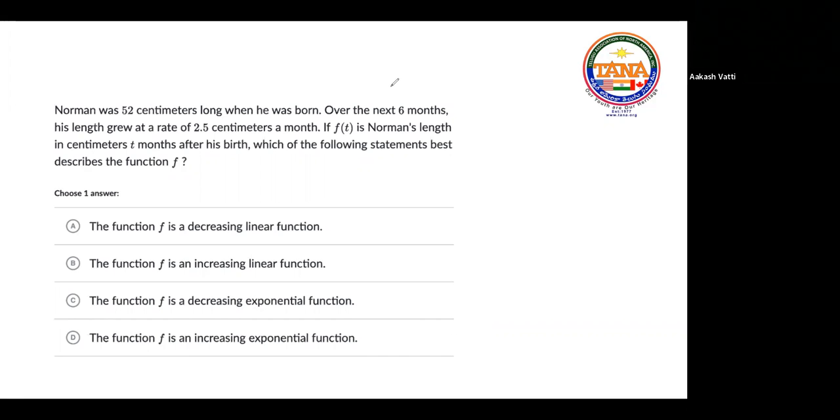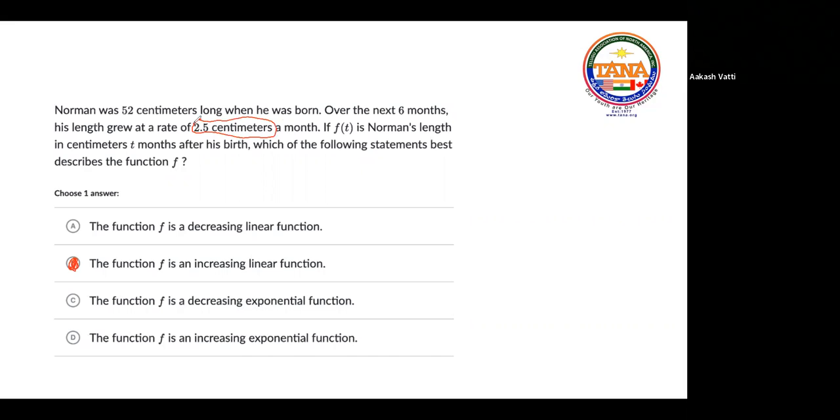So Norman was 52 centimeters long when he was born, and over the next 6 months, his length grew at a rate of 2.5 centimeters a month. If f of t is Norman's length in centimeters t months after his birth, which of the following statements best describes the function f? So the answer to this one is B. And the reason for that is every month he's growing at a constant rate of 2.5 centimeters.